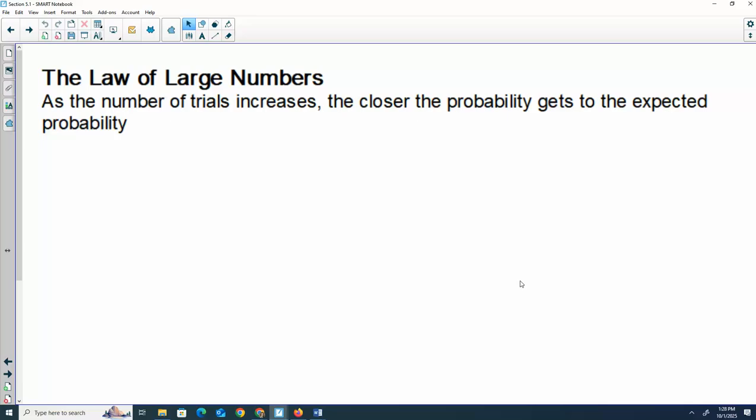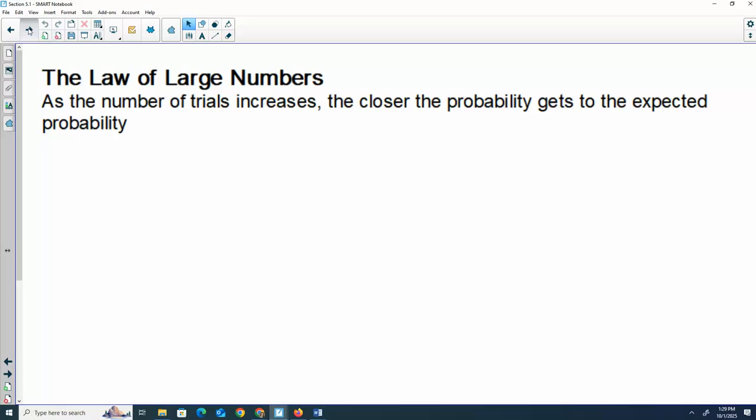What if I flip it 10 times? Will I get 5 and 5? No. But what will happen is as you do this repeatedly, if I flip my coin 1,000 times, do you think it would be closer to 500 and 500? Yeah, and if we did it 10,000 times, it would be even closer. So if you're only looking at a few, the probability may not be what you expect. But with large numbers, as you do more and more trials, it will get closer to what we expect.